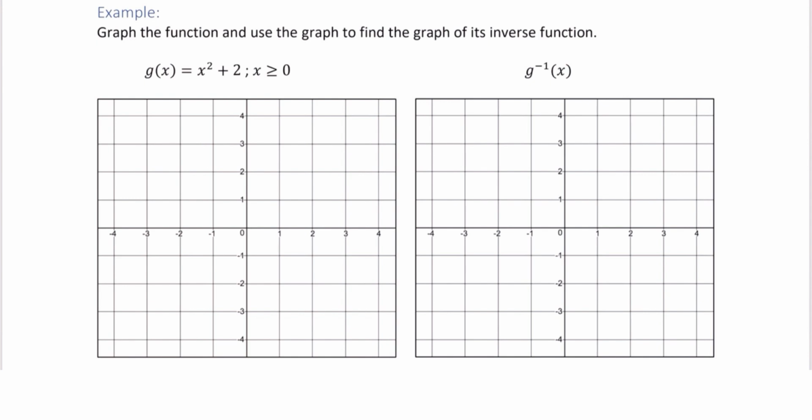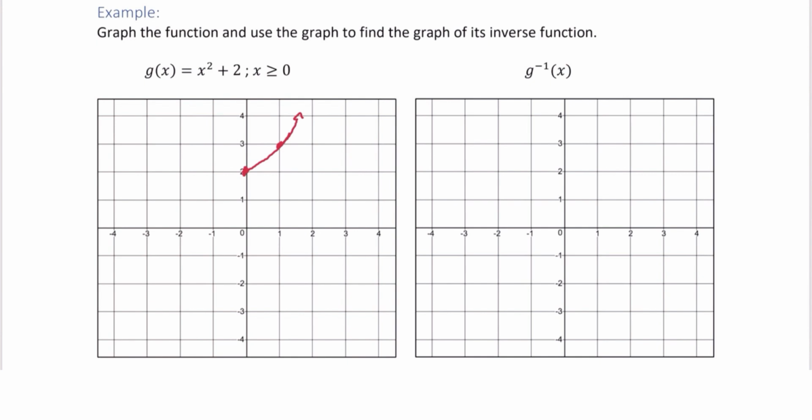g of x equals x squared plus 2. Without the extra condition of x being greater than or equal to 0, we can think of that as the basic quadratic that we're familiar with. This particular graph fails the horizontal line test, meaning it doesn't have an inverse. But if we take into consideration the extra condition of x being greater than or equal to 0, we can remove this portion and just look at the portion where we have the domain restriction.